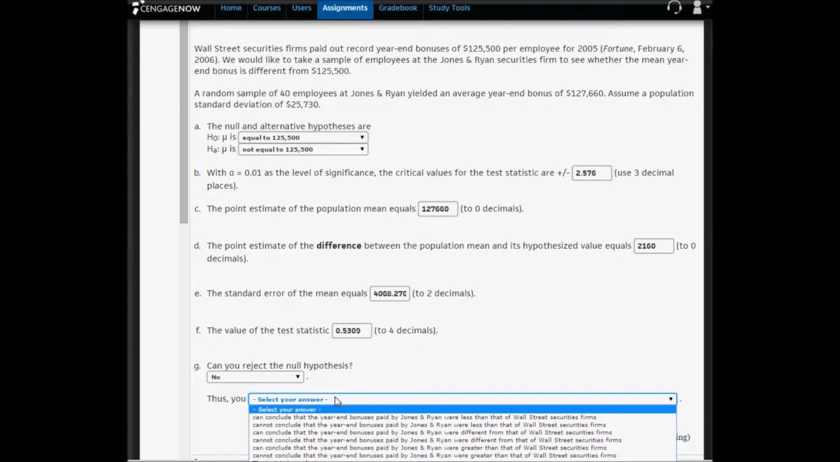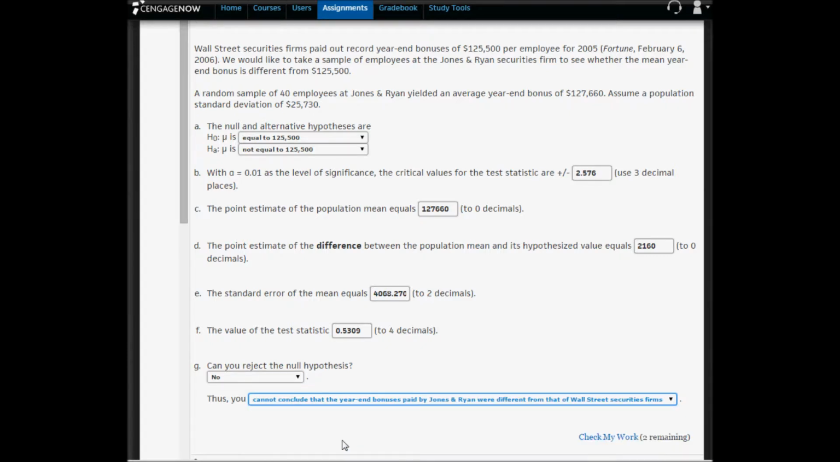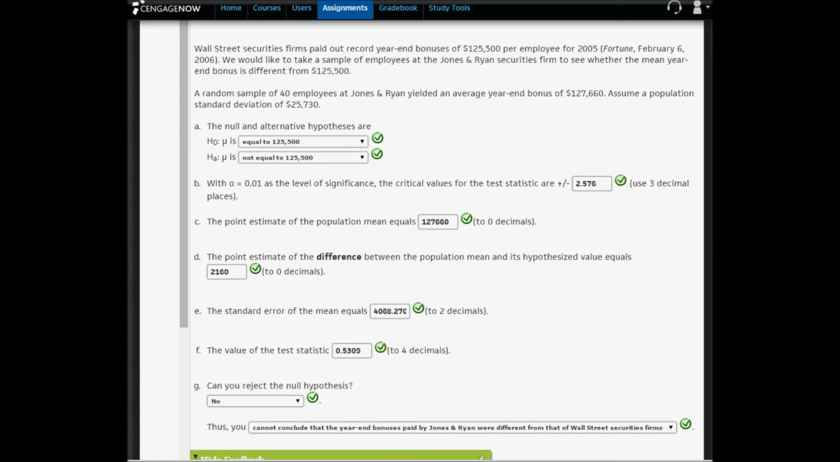Thus, we cannot conclude that the year-end bonuses paid by Jones and Ryan were different from that of Wall Street security firms. And if I check my work, I should get all green check marks. So what is the conclusion of this test in layman's terms? The test results indicate that the difference in the year-end bonuses that Jones and Ryan paid to their employees and those of Wall Street securities firms is insignificant. In other words, there's no difference.